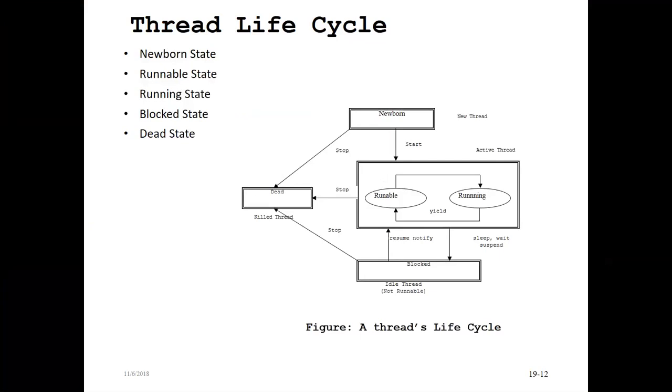About the thread life cycle. A thread has five different states: newborn state, runnable state, running state, blocked state, and wait state. The newborn state is a state that you just created. Then you can start running a newborn state, or you can stop it. If you stop it, then it will be a dead state.